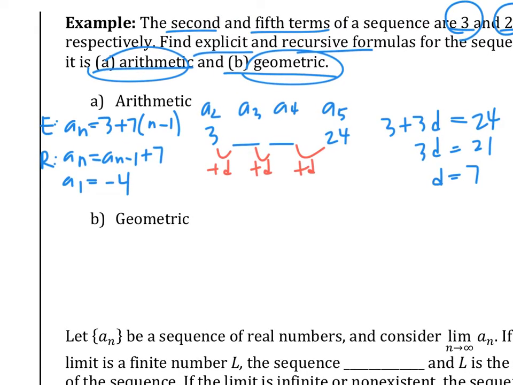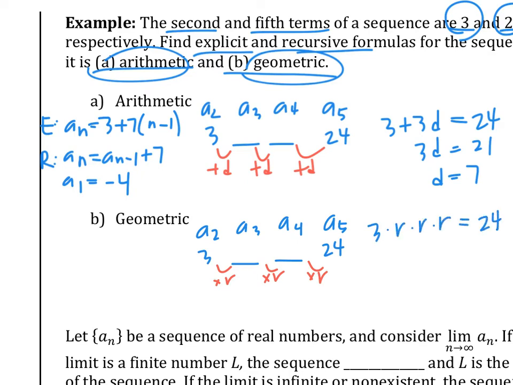Okay, now we are going to take the same sequence and figure out what it is if it were actually geometric. If this were geometric, then we would have to multiply by r to get to the next number. So let's think about it. This is going to be 3 times r times r times r. That would give me 24, right? So this is really 3r cubed equals 24. So what we can do is solve this backwards. So r cubed is equal to 8, r is equal to 2.